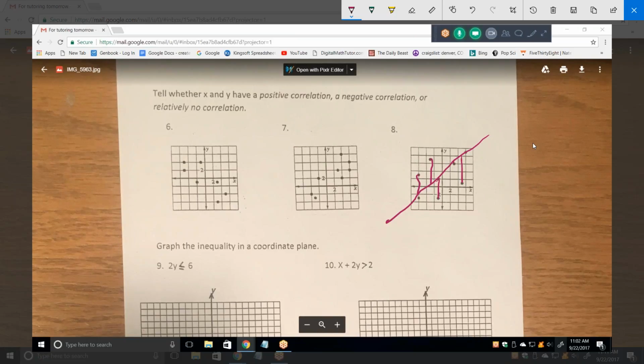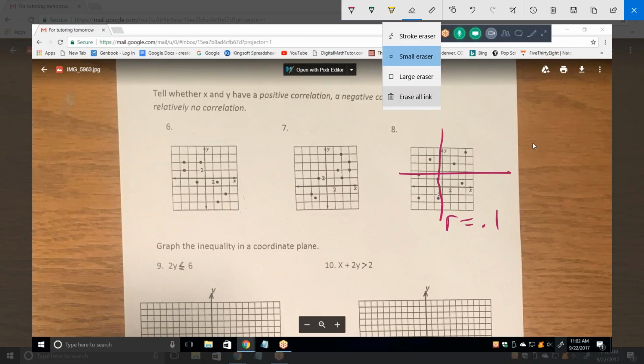And I would guess that might have an R of 0.1. In other words, I'm not sure I can really draw a straight line that represents all those points. My straight line could also be maybe that or that. They all have about the same scatter. So this, I would be inclined to say, has relatively no correlation.